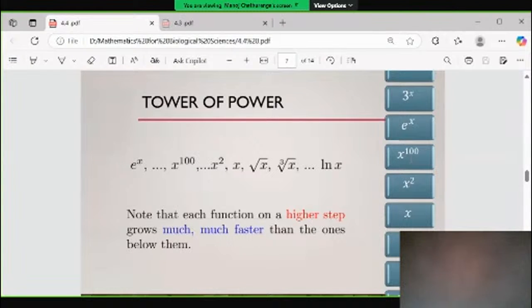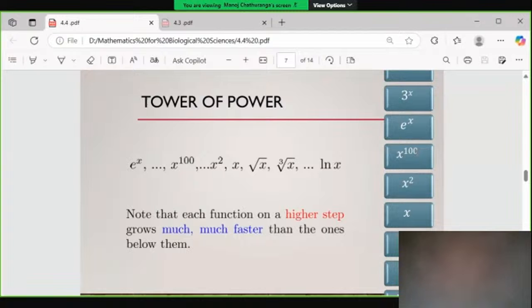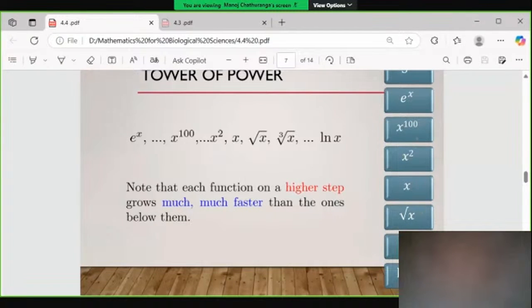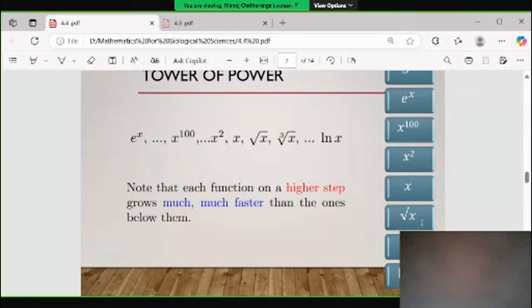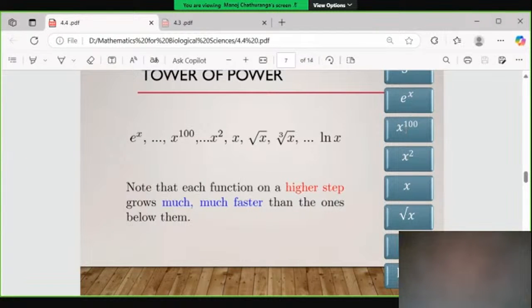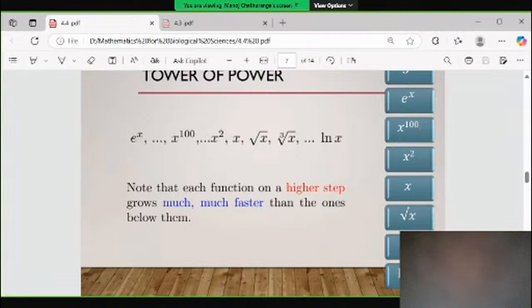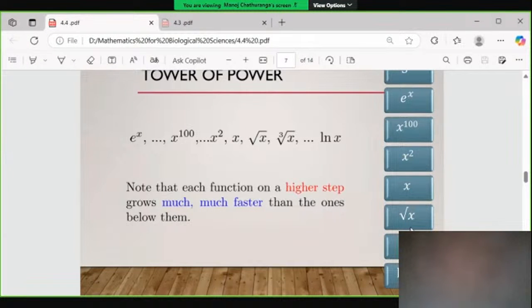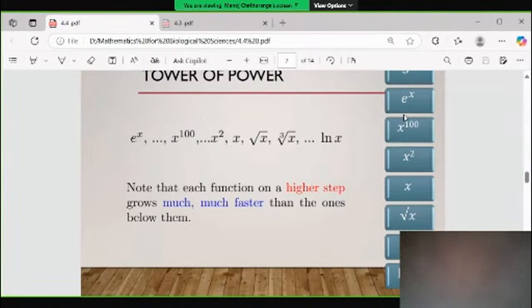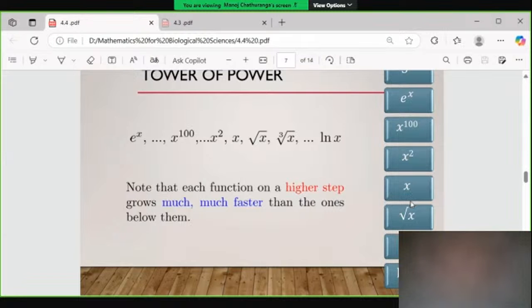Once I have taken care of all these exponential functions, I have power functions. For power functions, growth rate depends on the power. For example, x to the power of 100 has a larger growth rate compared to x squared because it has the larger power. And square root of x has a smaller growth rate compared to x. So likewise, I have all these power functions arranged according to their power.